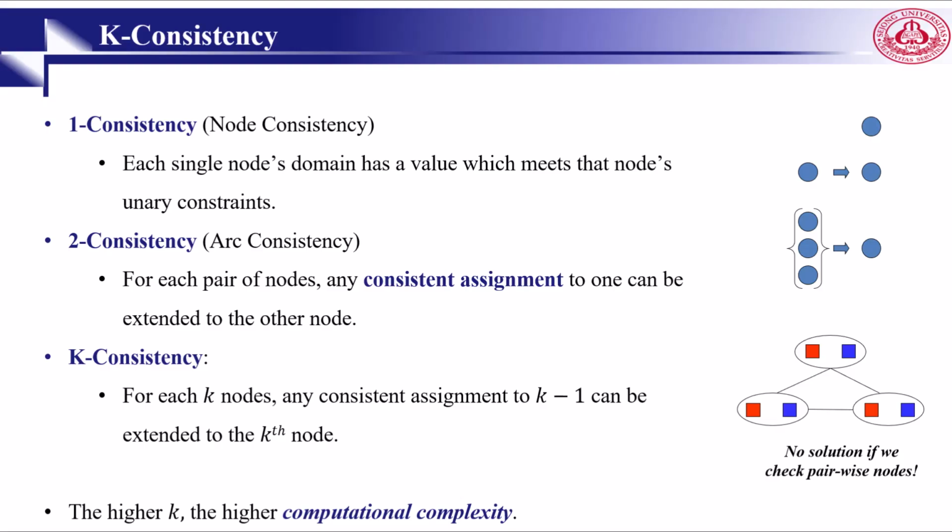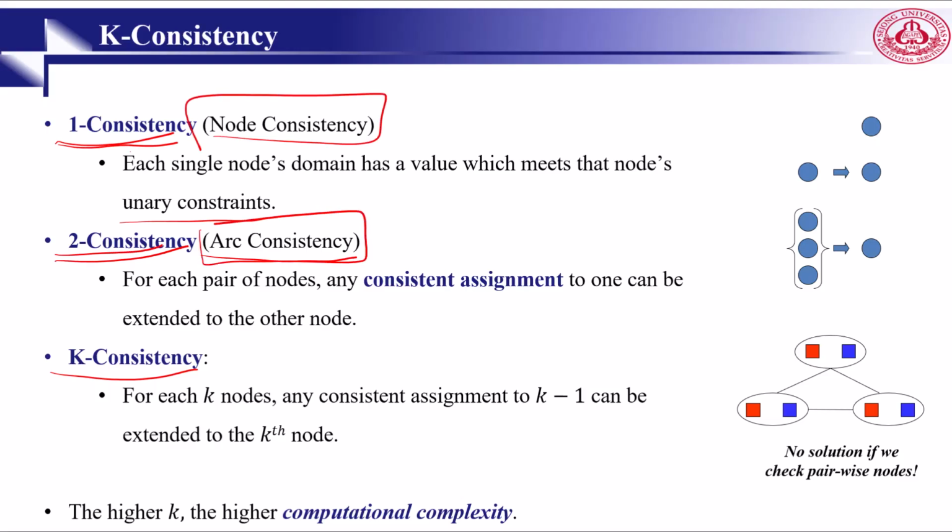We can discuss arc consistency in terms of the degree of consistency. For example, 1 consistency, 2 consistency, k consistency. In the case of 1 consistency, we take care of only one node. Here, the domain of each node has a value that satisfies all unary, or you can say single, constraints. Unary means one constraint is applicable only to one variable. 1 consistency is called node consistency. 2 consistency is called arc consistency.